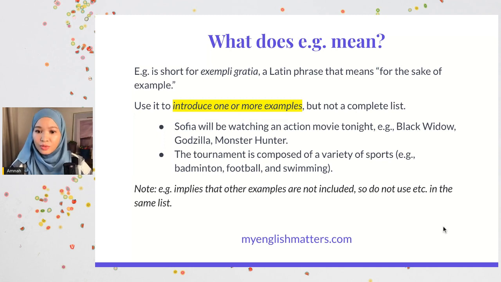So here's an extra note for you to remember. E.g. implies that other examples are included. So do not use etc. or et cetera in the same list. So you can't put etc. after swimming here. You can't say the tournament is composed of a variety of sports, e.g. badminton, football, swimming, etc. Okay, so don't use etc. when you are using e.g. in that sentence.